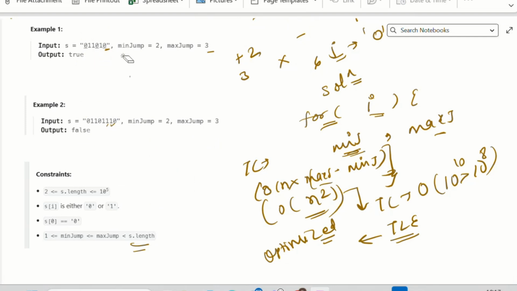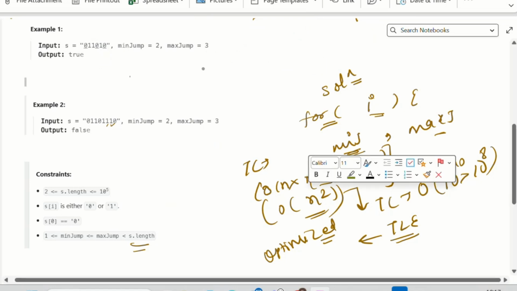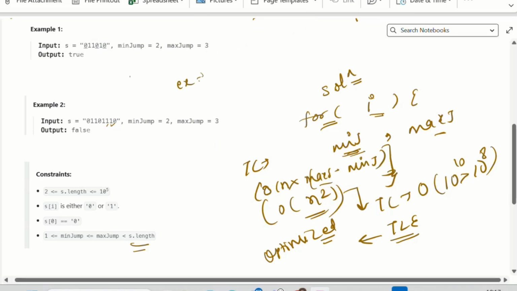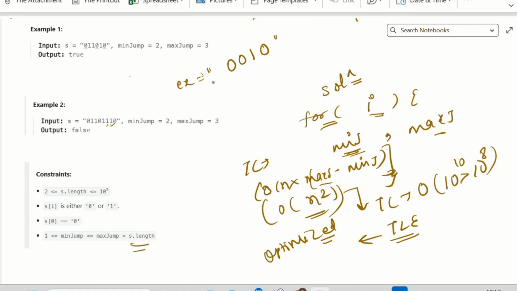Suppose we are talking about some example. I can say the string 0, 0, 1, 0. So I'm talking about this string. This is my S string. Suppose I want to find for, I need to reach this n minus 1 index. This is final, this is written in the question.